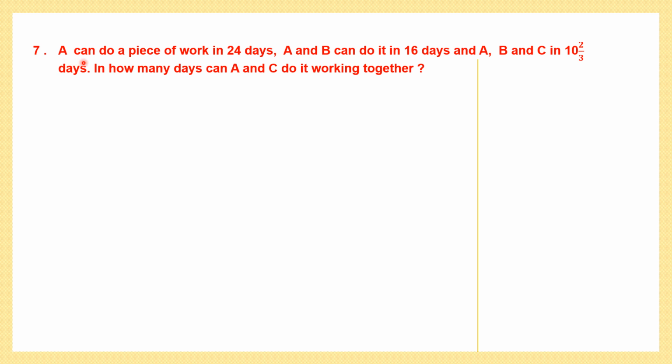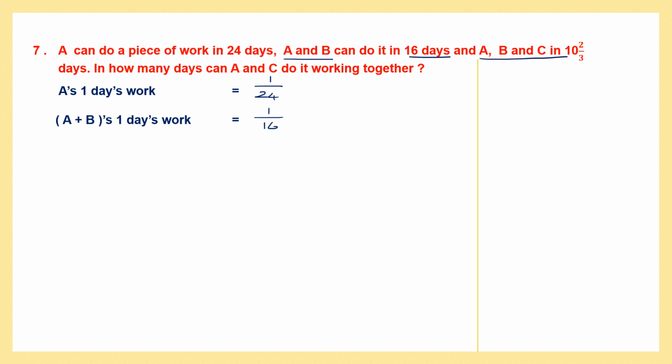Question 7. A can do a piece of work in 24 days. That means 1 day's work of A will be 1 by 24. Then the next thing is A and B can do it in 16 days. That means 1 day's work of A plus B is 1 by 16. A and B and C can do it in 2 by 3 days. So 1 day's work of A plus B plus C we need to find out.